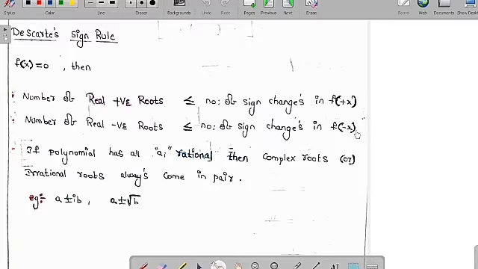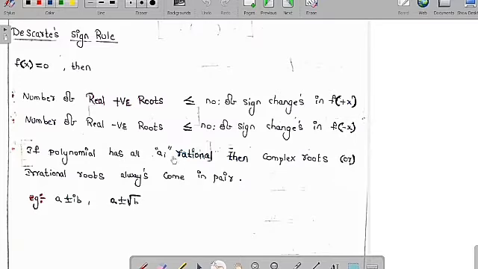So if you want to know a general idea of how many positive real roots and how many negative real roots are possible, you can easily figure it out with the help of the number of sign changes in f(+x) and also the number of sign changes in f(-x). So the number of real positive roots is always less than or equal to the number of sign changes in f(+x), and similarly the number of negative real roots is always less than or equal to the number of sign changes in f(-x).